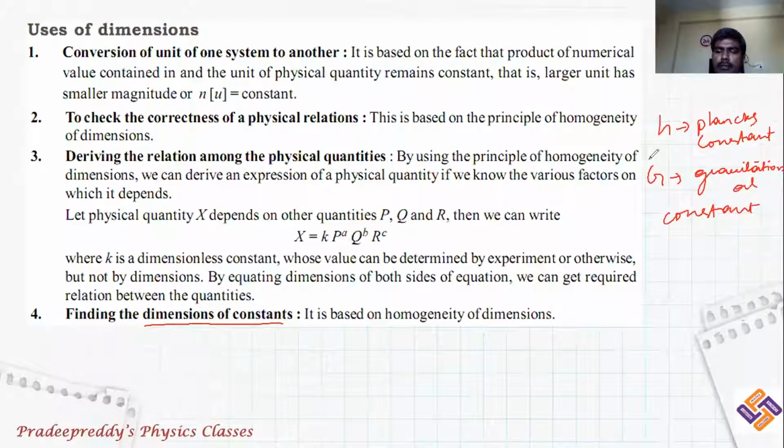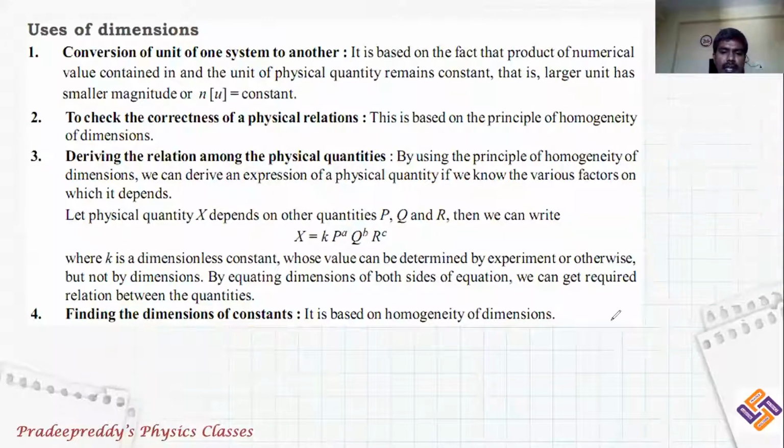You can deduce the dimensions of capital G, which is a physical constant. Its value is always the same. G value is always the same. It is constant, 6.6 into 10 power, like h also. It is having a constant value, right? You can find out dimensions of such physical constants using dimensional analysis. So these are 4 important uses of dimensional formulas and dimensional analysis.